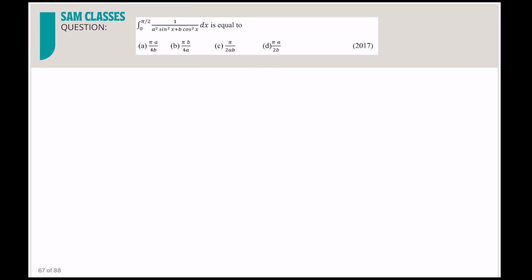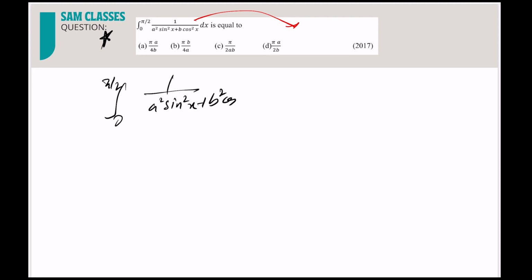Now let's see the next question. The next question is pretty simple. You can have a formula, and I'll give you a formula for this also. The short trick is, whenever we have the integral from 0 to pi by 2 of 1 by a square sine square x plus b square cos square x, sorry, the question is wrong here, directly you can write the answer as pi by 2ab. Directly you can use it and find it out.